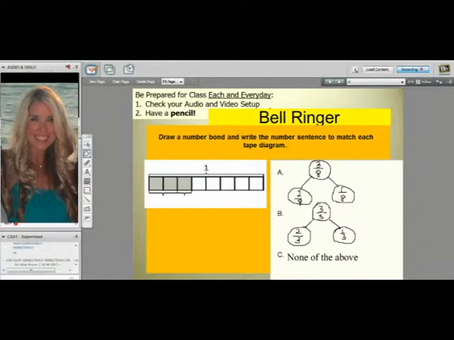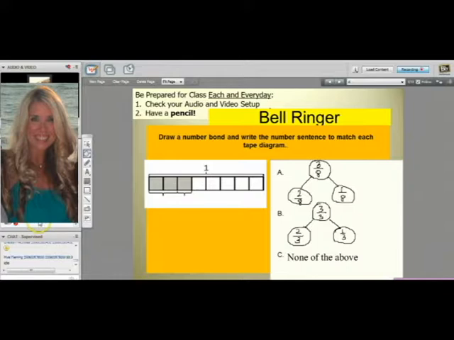There are 8 blocks in total, and 3 are shaded. So the total is 3/8. So I think it would be A because 2/8 plus 1/8 would equal 3/8, and that's what I think the fraction is. Okay, if you agree with her, will you let her know in chat while we poll your answer? I need everyone making their choices of what they think the answer is.